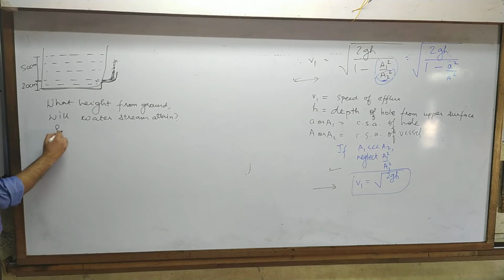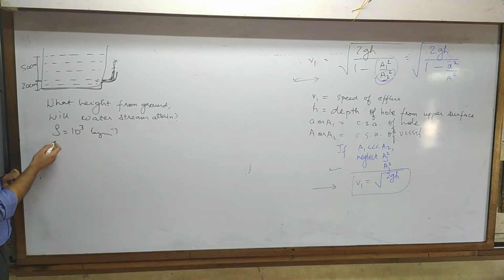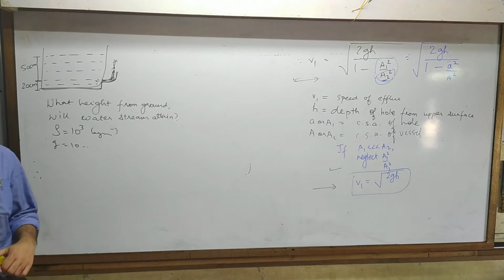Standard values to be taken: density of water 10 raised to 3 kg per meter cube, and g is 10, and all that. Okay, 10 minutes taken. Hurry up, people.